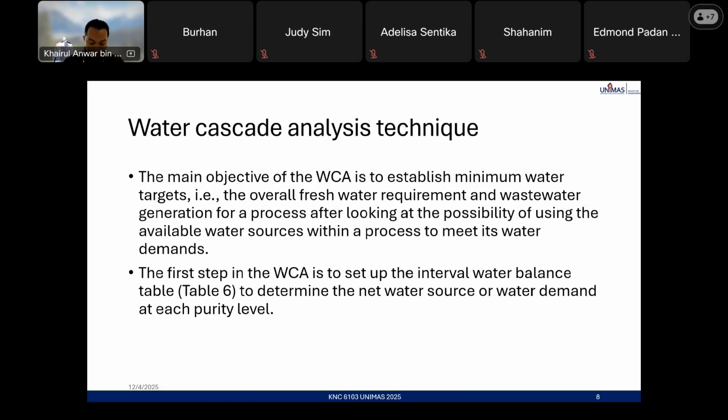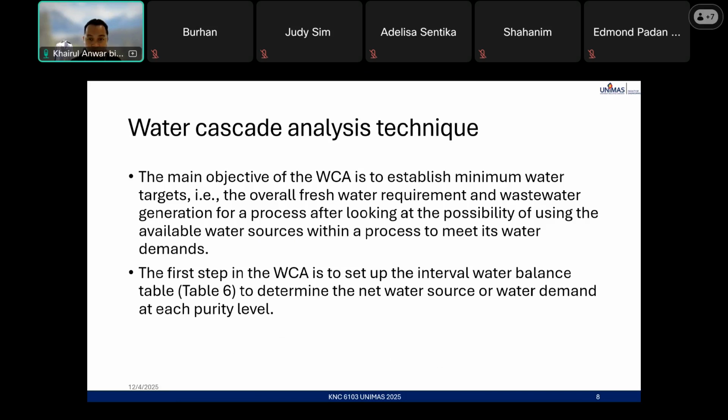So for the water cascade analysis, refer to page 58 of the paper. The main objective of the WCA is to establish the minimum water target, the overall freshwater requirement and wastewater generation for a process, after looking at the possibility of using the available water sources within the process to meet water demand.